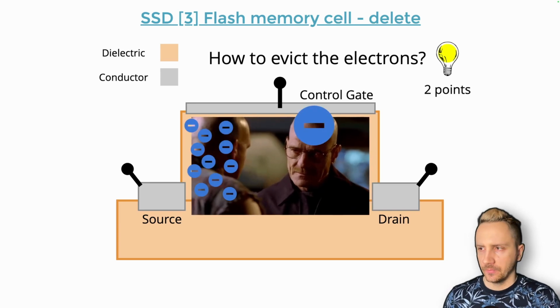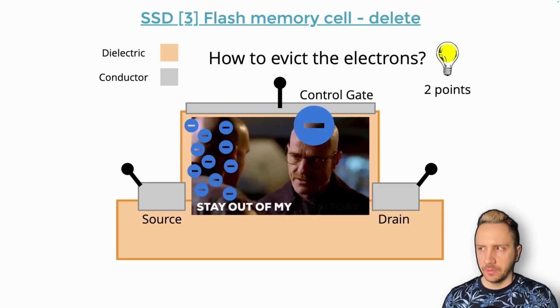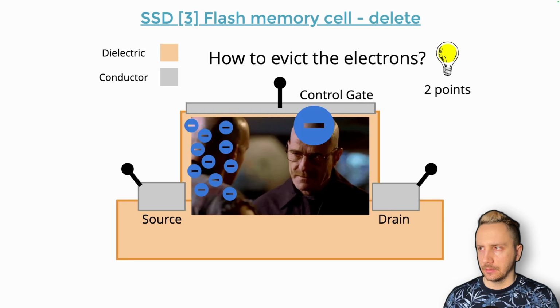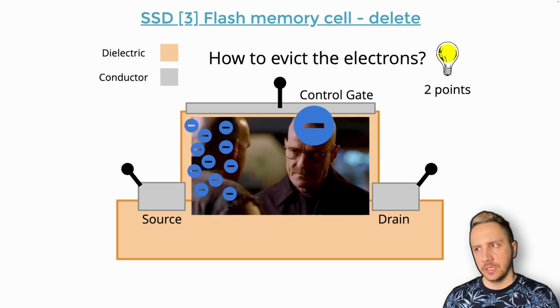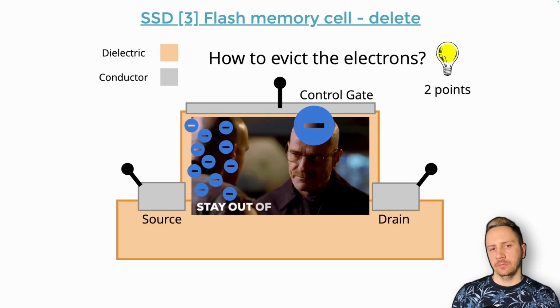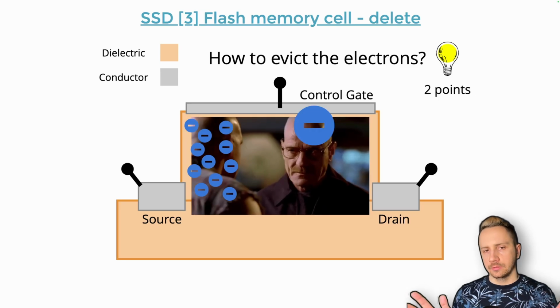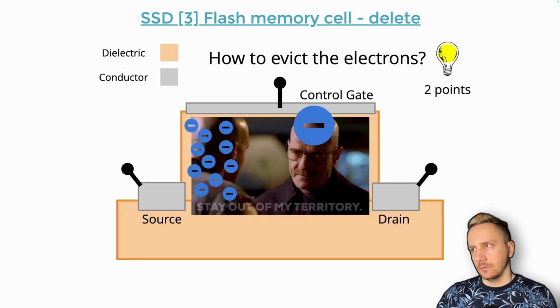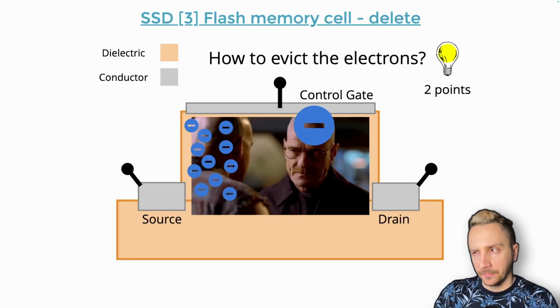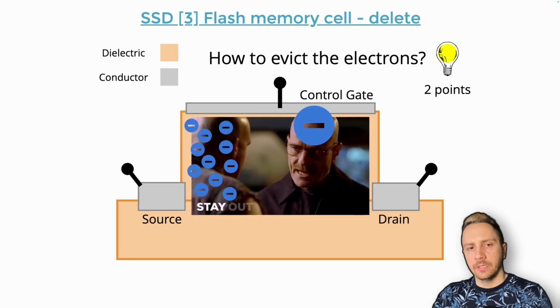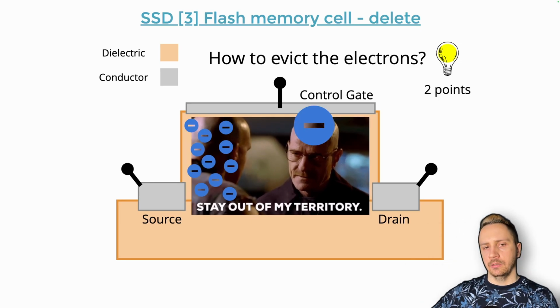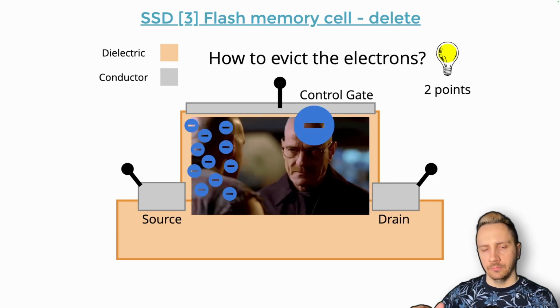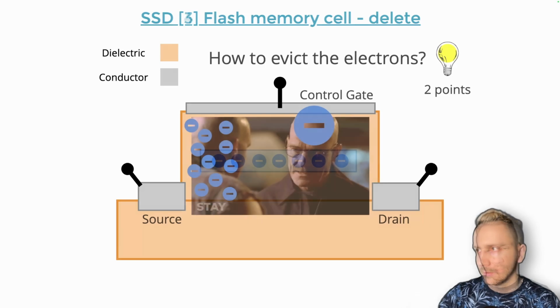The answer basically is something that we could remember from school physics. It's that charges of the same sign push each other away. To evict those electrons, we could apply negative charge somewhere, for example, on the top. And then they would be pushed down by this large negative charge and will escape through source or through the drain. Could look like this.